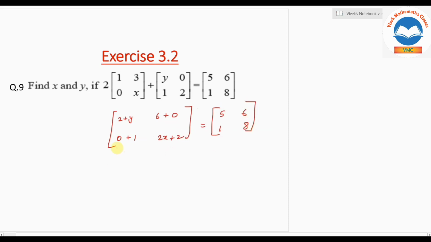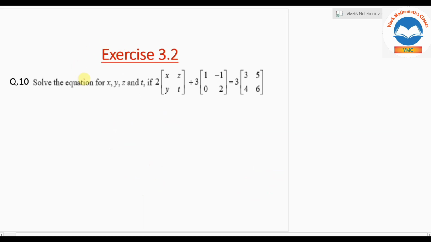So we know that if two matrices are equal, then you have to compare the corresponding elements. They should be equal. So you will get 2 plus y equal to 5. From here, the y value will be 5 minus 2, which is 3. And similarly we can write 2x plus 2 equal to 8. So 2x will be 8 minus 2, which is 6. So x will be 3. That's all.